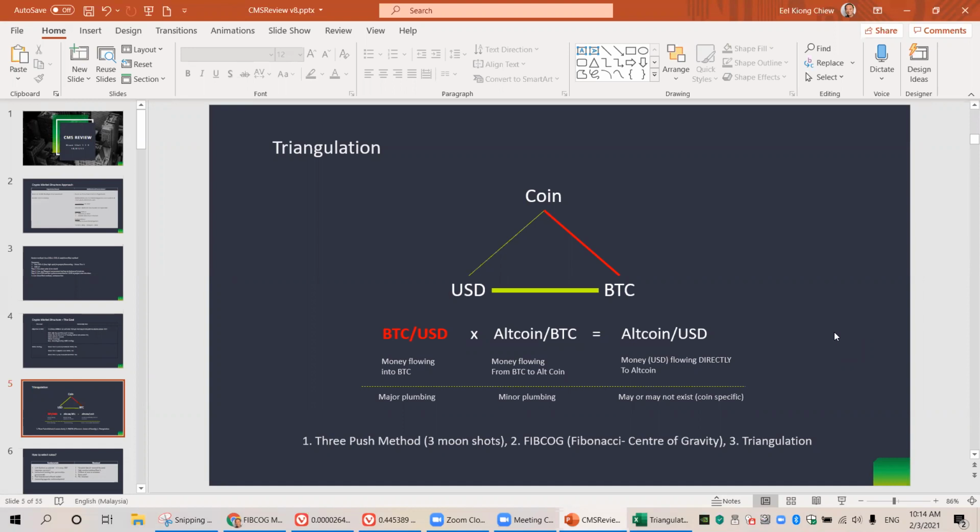So just bear in mind, if you say, hey Jay, why did you move from $55 XRP to $300? The 55 comes from three push. The 300, or 290, comes from the Fibcog method.